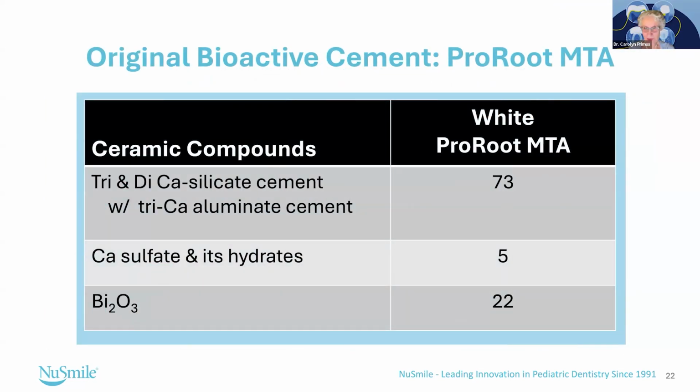Let's go back to the beginning though. The first product was called White MTA, mineral trioxide aggregate, and it had about 73% cement. And it had about 22% of bismuth oxide, which was used to make it radiopaque, and a little bit of calcium sulfate. As I said, manufacturers add other calcium powders for various reasons. This product was mixed with water. It was criticized for a number of reasons, but mostly it tended to be a little bit coarse, and mixing with water didn't give you the best handling.